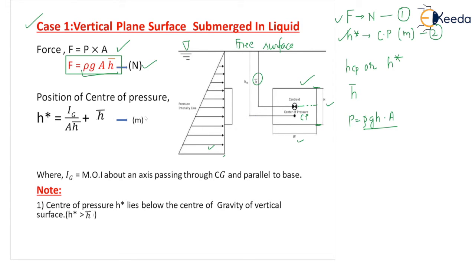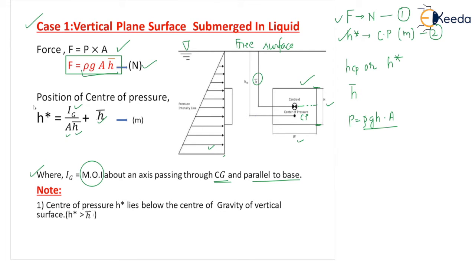Second one is position of center of pressure, or distance of Cp from the free surface of water. This we get from the derivation. And what is the formula here? H star is equal to Ig by A h bar plus h bar. What is h bar? H bar is the Cg distance and A is the area. And Ig, what is Ig? It is written here in the last line, Ig equal to moment of inertia about an axis passing through CG and parallel to base.